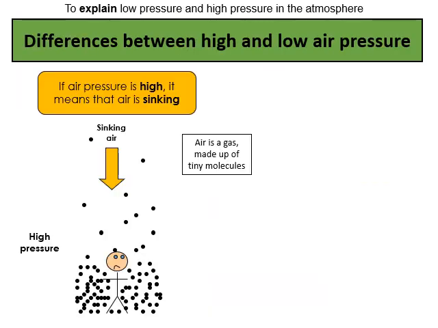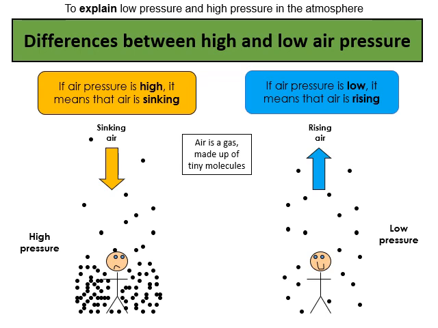So what's the difference between the two? Well, if the air pressure is high, it's because the air is getting colder. It means the air is sinking. So you will notice in the air pressure that's high, all of these little air bubbles are very, very close together. So they make a very compact atmosphere, which causes them to sink. As they sink, they get heavier, and with them they bring cold air.